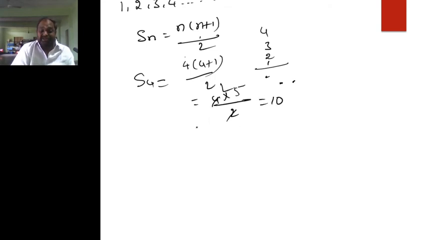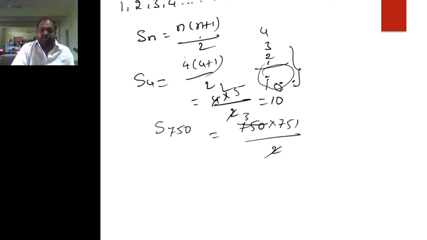So it is easy to do like this. It is very easy to find for small numbers. Suppose we want 750 terms, then it will be tough. So now for 750 terms, if you add, 750 into 750 plus 1, 751 by 2. That gives 751 into 375.